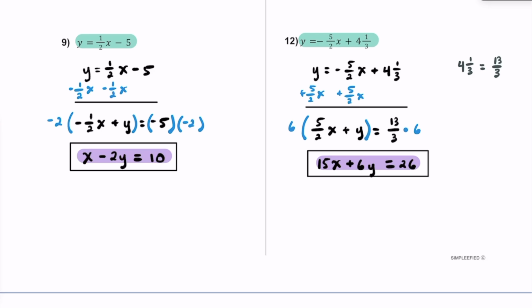All right, so there you had 12 different practice problems. In the first 6 problems, we went from standard form to slope-intercept form, and then in the next 6 problems, we went from slope-intercept form to standard form.